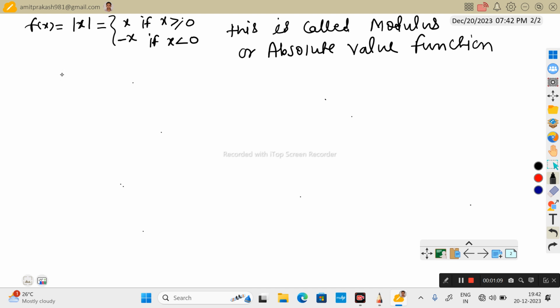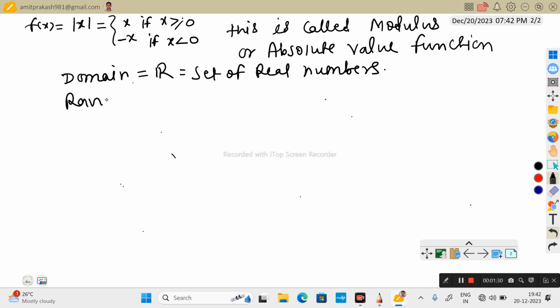It always takes real values, and it always takes non-negative real values. Its domain is the set of real numbers. Range equals the set of all positive real numbers including 0, that is 0 to infinity, so it always takes non-negative values.